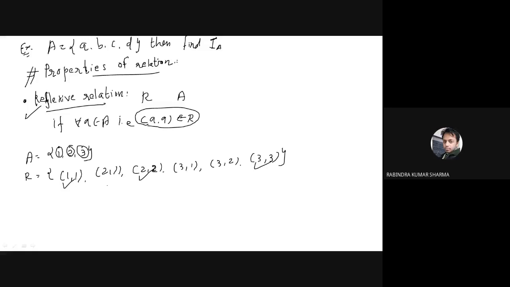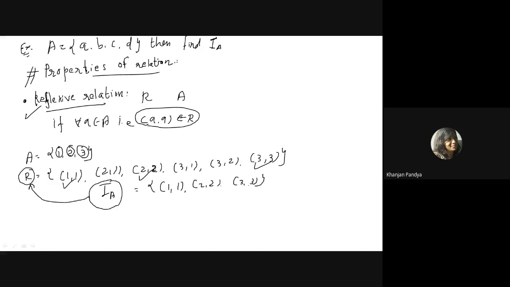Fine. So now my question is, what is the difference between the identity relation on A and the relation which is reflexive? Now, what is the identity relation? The identity relation has only three elements, that is (1,1), (2,2), and (3,3). While a reflexive relation can have other elements as well, but it should have (1,1), (2,2), and (3,3) also.